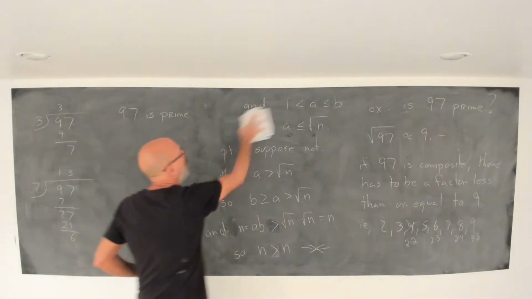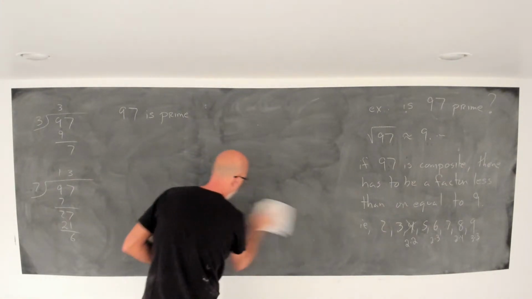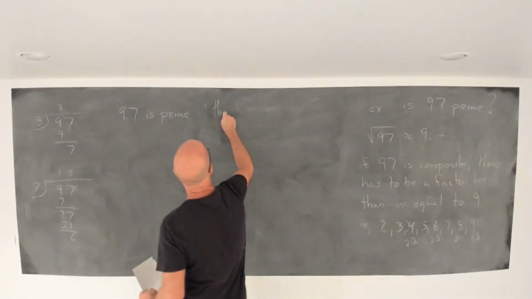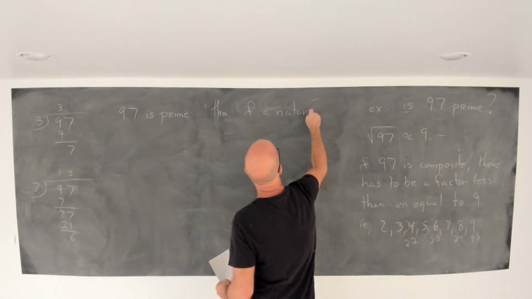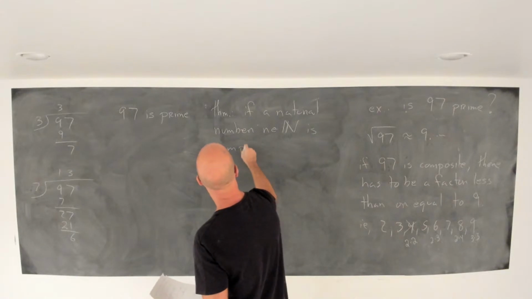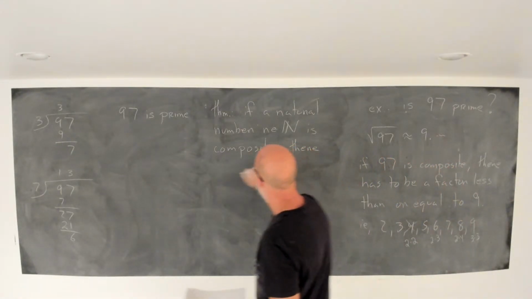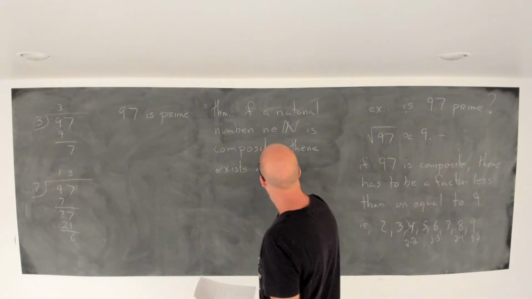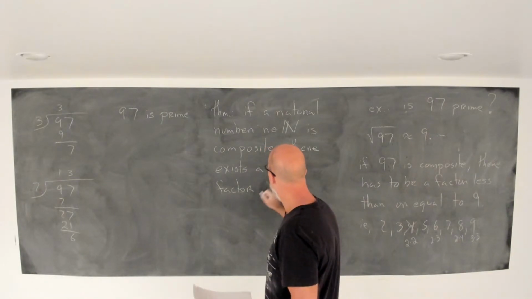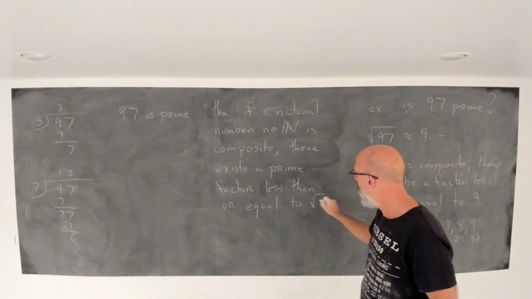Let's make this clear as the theorem. Theorem: if a natural number n is composite, there exists a prime factor less than or equal to root n.